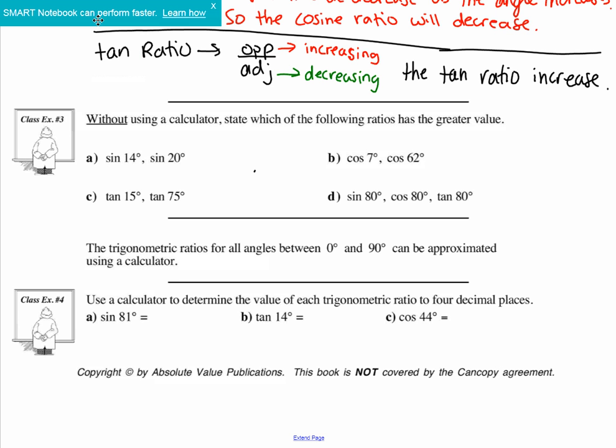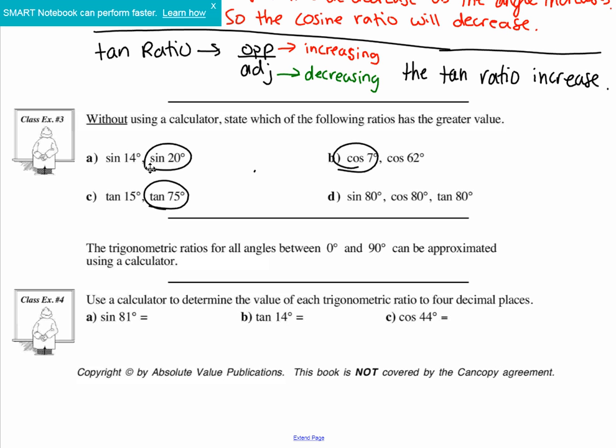Okay, with that knowledge, it says without using a calculator, which one's going to be greater? Sine 14 or sine 20? Sine 20. Good. Now, which one's going to be greater? Cos 7, cos 62. Cos 7. With cosine, it's the opposite relationship. Okay, tan 15 or tan 75? And last one, who's going to be greatest? Tan, okay? Tan, because tan is opposite over adjacent.